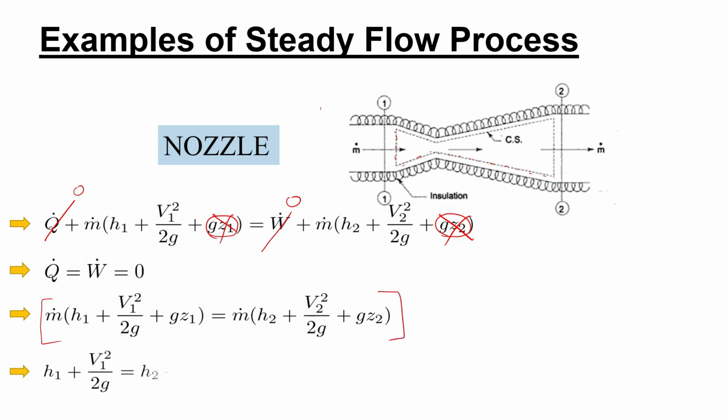Okay. And if you neglect gz1 and gz2, you will get the final equation as h1 plus v1 square by 2g is equal to h2 plus v2 square by 2g. Okay, so from this equation you can easily find the exit velocity v2. If v1 is given and the drop in enthalpy is also given, then you can easily find the velocity at the exit.